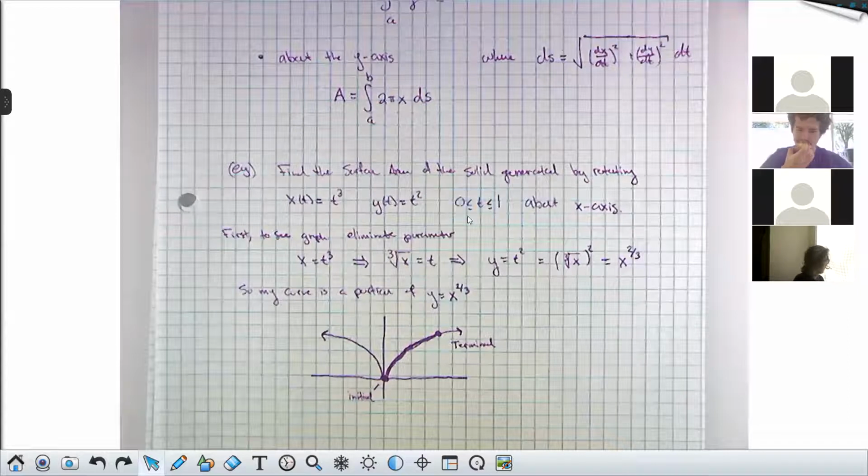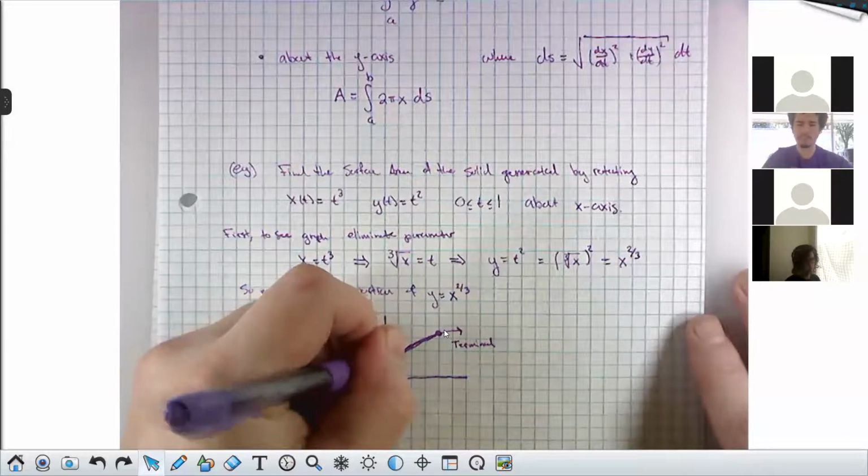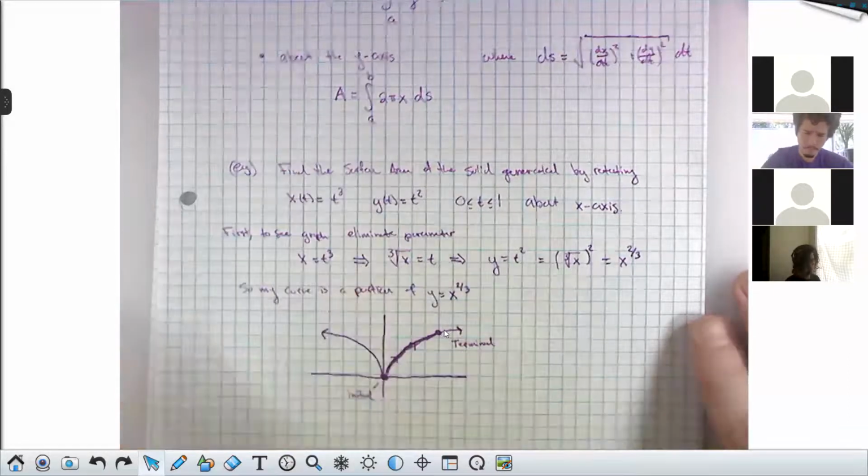And when t is equal to 0, both x and y are equal to 0, which means our initial point is the origin down here. And our terminal point is the point associated with t equals 1. When you plug 1 into these, you get 1 for both. So the terminal point is (1, 1) up here. That means that my parametric curve is the bold portion of this graph. The whole graph here is y equals x to the 2/3. The bold portion of that, with the orientation arrows here, is my parametric curve.